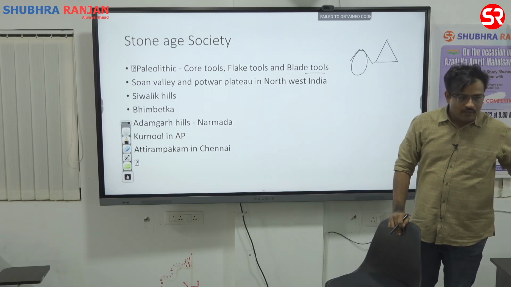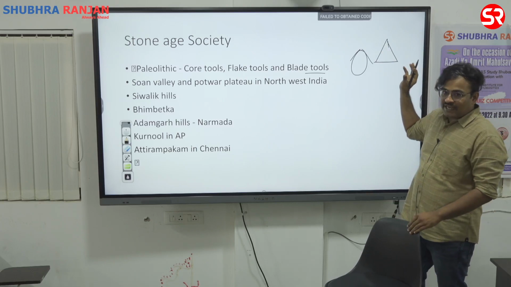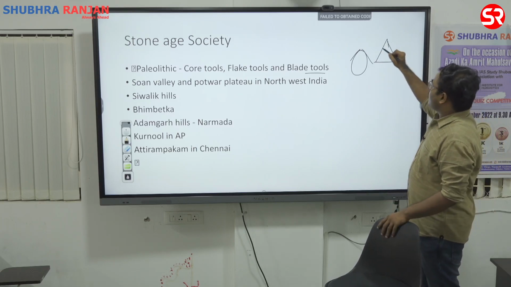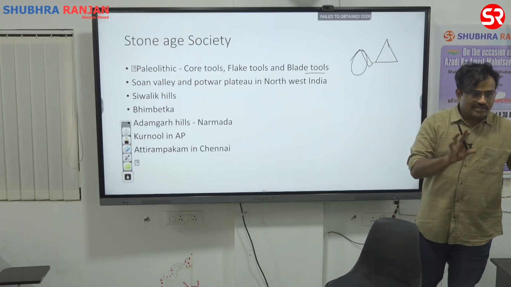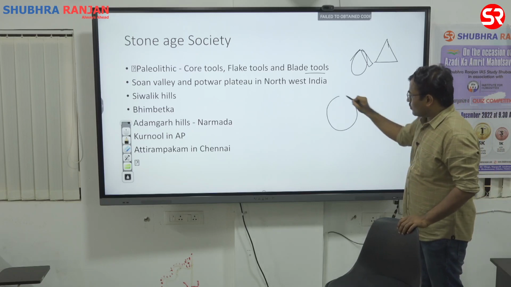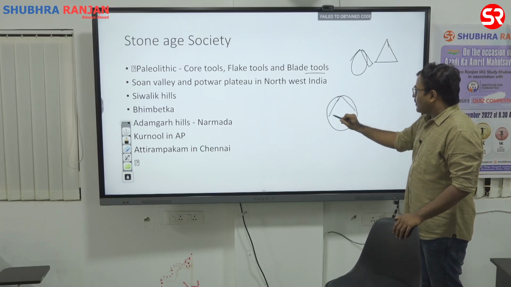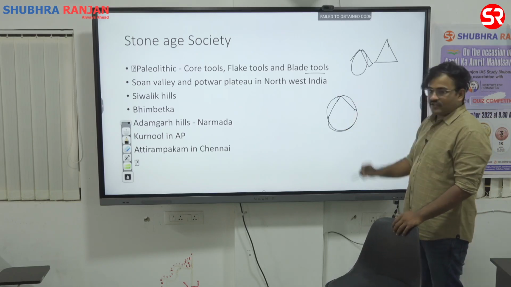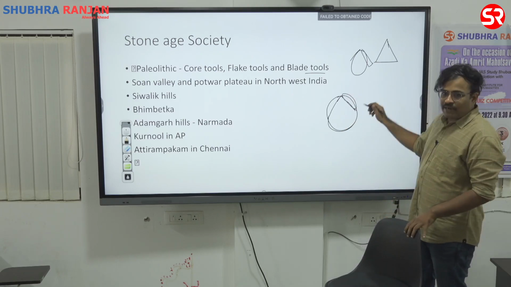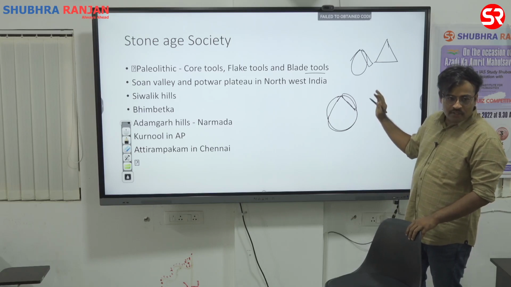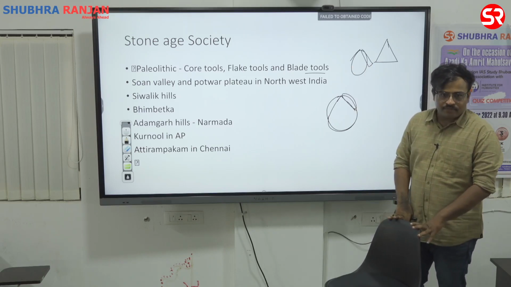After a few years, these people realized that rather than using the core tool, which is very heavy for hunting, they started using the flakes which had been cut off from the original stone as weapons. First take a stone, then chip off pieces and create a sharp edge on one side: that is a core tool. If you use the cut-off section as a weapon, it is known as a blade tool or flake tool. So core tools and flake or blade tools are the two types of tools used in the Paleolithic period.